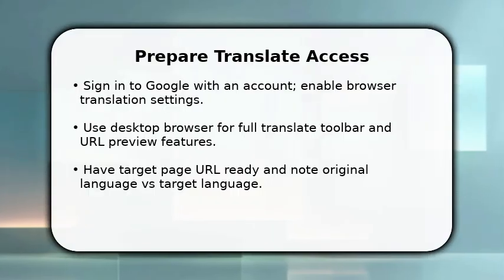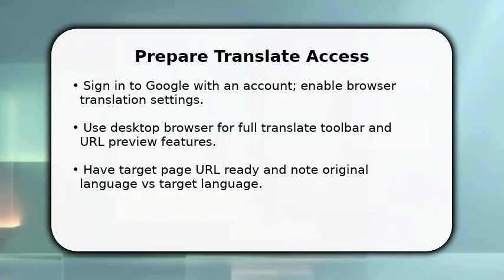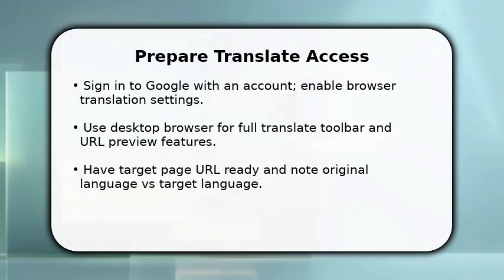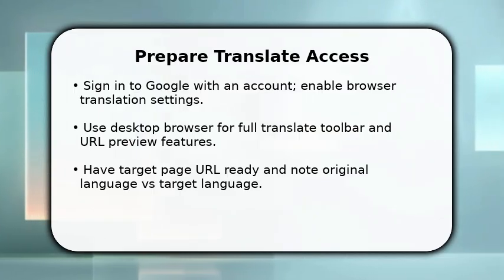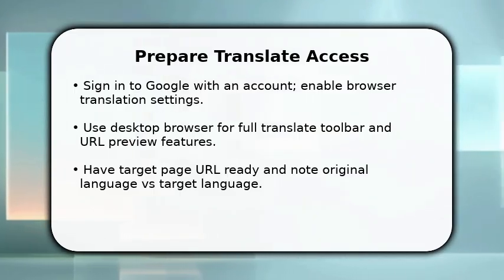You start by preparing access. Sign into Google and confirm browser translation is enabled so the toolbar appears. Once done, choose a desktop browser for the full feature set and copy the exact page URL you want to view. Make sure you know the original language versus the language you want. That helps the tool pick accurate phrasing.